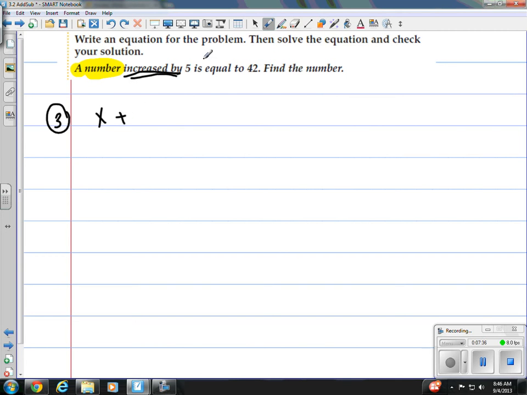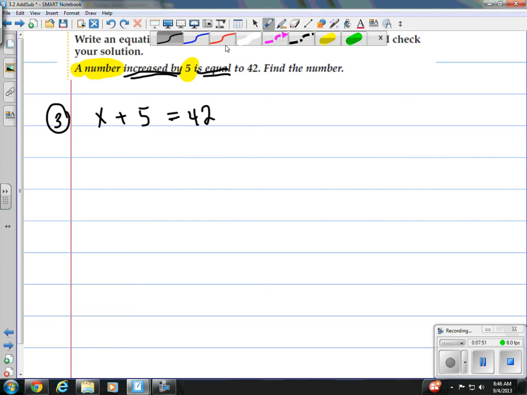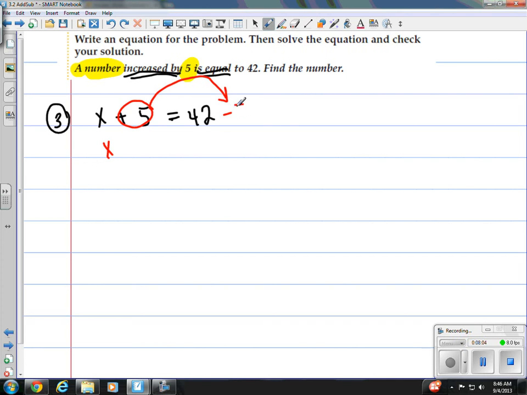Increased by means we need to add 5. And it says is equal to. So that tells me I need to use equal to 42. So we still look to isolate our variable. I have an x here, and then my plus 5. So if I keep my x, I need to get rid of my plus 5 and make it a minus 5 over here. So my 5 disappears, and I get x equals 42 minus 5 is 37.